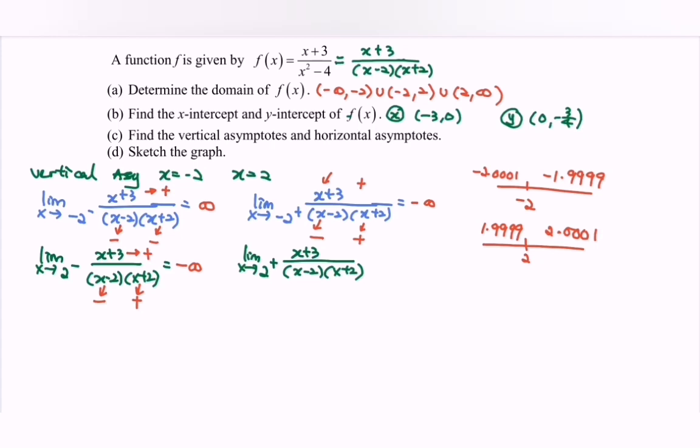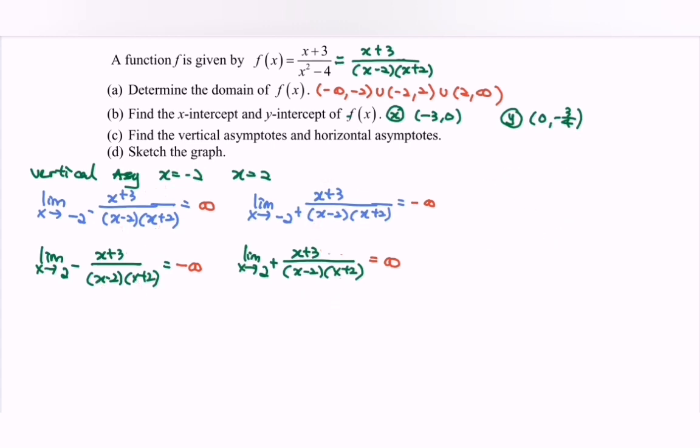Continue. If we substitute 2.0001 into this part, we will have a positive. This one we will have a positive. Same goes to this part, we will have positive. So finally, the behavior will be increasing as x approaches 2 from the right. So the vertical asymptotes are x equals negative 2 and x equals 2. So that will be the behavior.